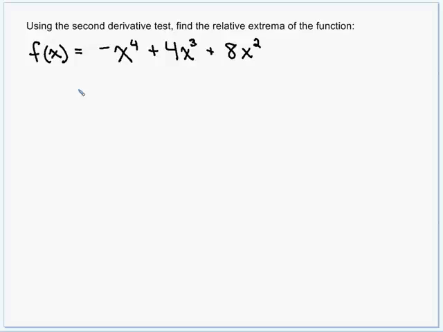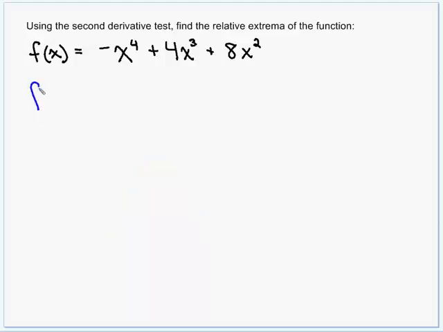And if we get a positive output, that means we are concave up. And if we're concave up, that means that extrema is at the bottom of a valley or a minimum value. If we get a negative second derivative output, negative second derivative means concave down, and that means that our extrema would be at the top of a hill or a max value.